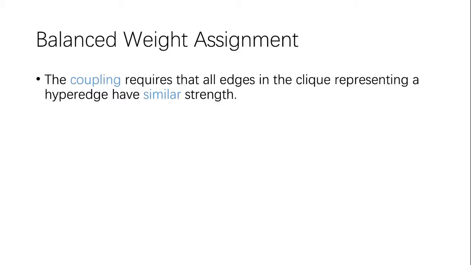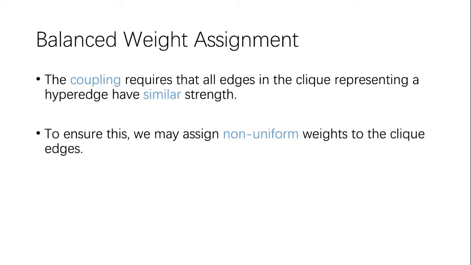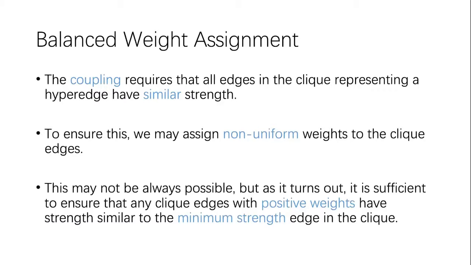As it turns out, the coupling requires that all edges in the clique representing a hyperedge have similar strengths. So to ensure this, we may assign non-uniform weights to the clique edges. However, it may not always be possible, but it is sufficient to ensure that any clique edges with positive weights have strength similar to the minimal strength edge in the clique.